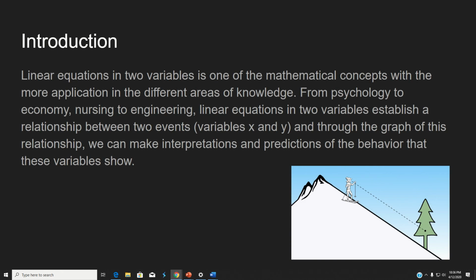Linear equations in two variables is one of the most used concepts of mathematics in different areas of knowledge. From psychology to economy, nursing to engineering, linear equations in two variables establish a relationship between two events called variable x and variable y. And through the graph of these relationships, assumptions and interpretations can be made to determine the behavior of those variables.